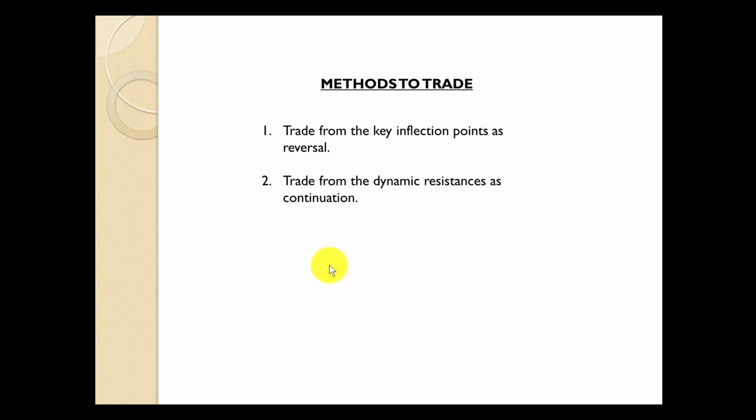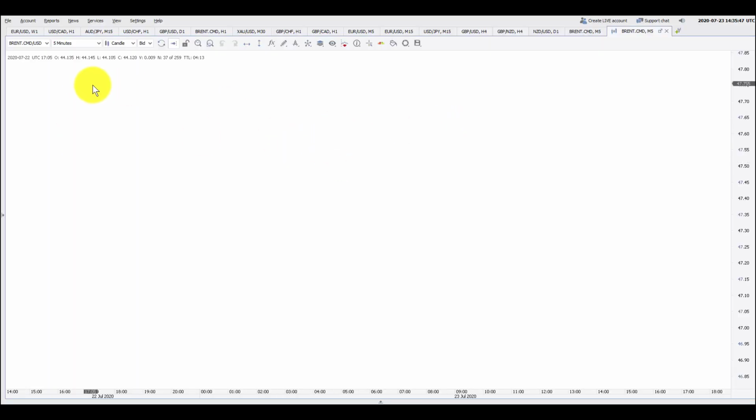There are two methods to trade these bars. One is from the key inflection points, and if we are trading them at the key inflection points, that means we are trading them as the reversal bar, and if we are trading them from the dynamic resistances, then they are called the continuation bar. I'll try to explain these with the help of a few examples from the charts.